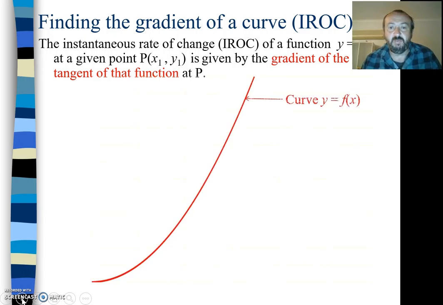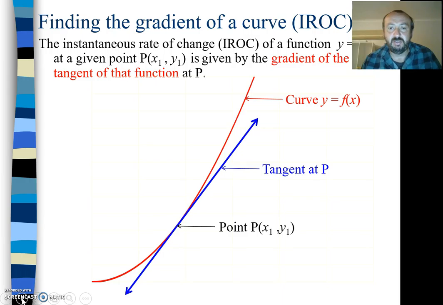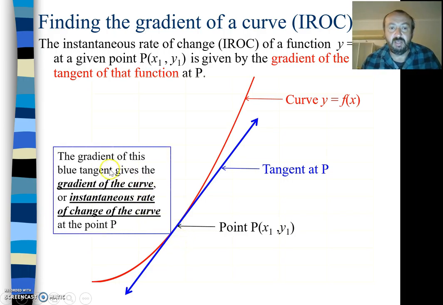So here's our function, our curve y equals f of x. And here's our point P (x1, y1). And that line there is the tangent to the curve at this point here. Okay? So what they're basically saying is the gradient of this blue tangent gives the gradient of the curve, or the instantaneous rate of change of the curve at the point P.